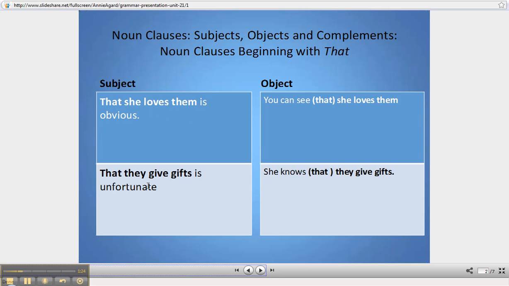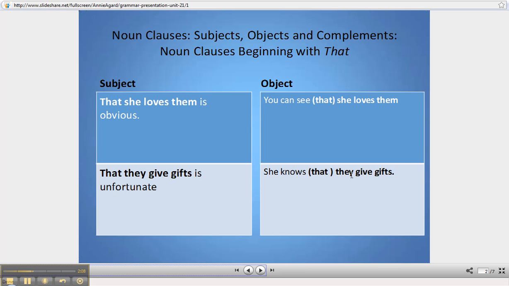Same thing happens here. That they give gifts is a noun clause that's the subject of the sentence. There's the verb of the whole long sentence. Now a noun clause can also be the object of a sentence, and this is what's happening here. Here's the clause that has the subject and the verb inside it, but that clause is the object of the whole long sentence. So you've got subject, verb, object. Same thing down here, subject, verb, object.